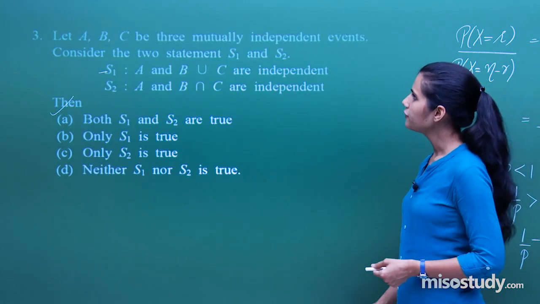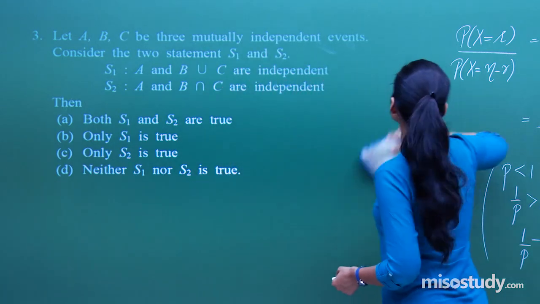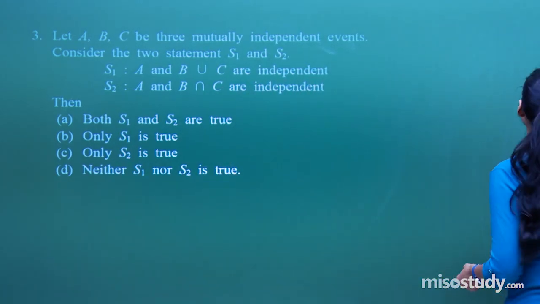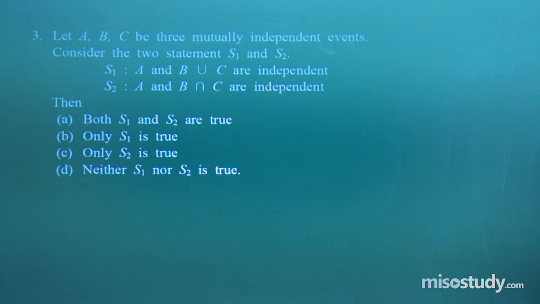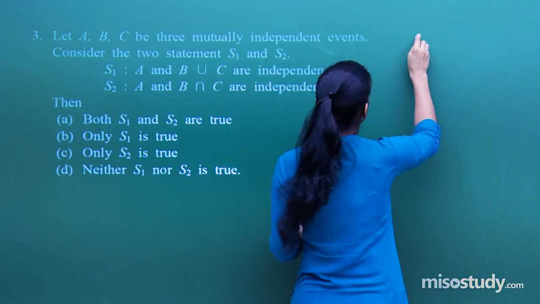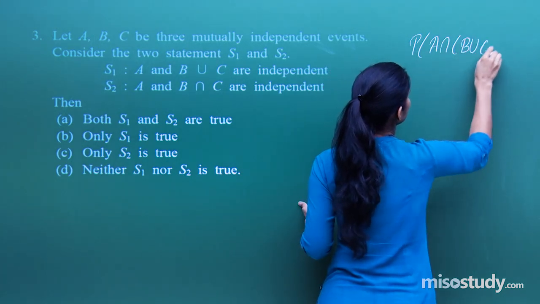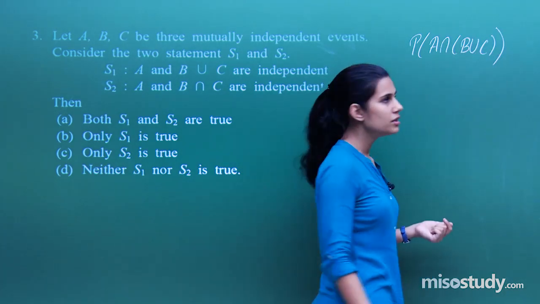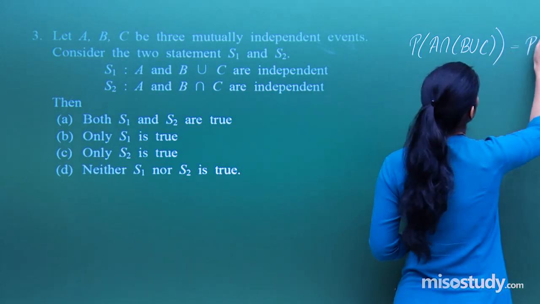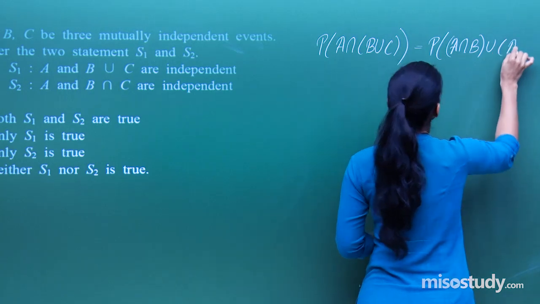Next question we have, let A, B, C be three mutually independent events, then which among the following statements is true? Let's see. A and B union C are independent. To show that, let's consider A intersection (B union C). That's what we do. This is what? A intersection B union A intersection C.